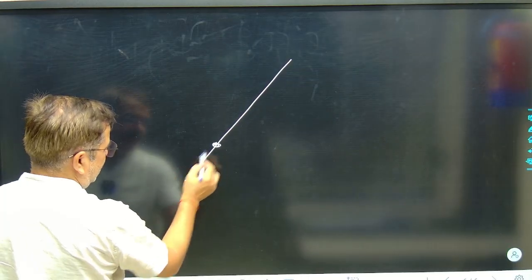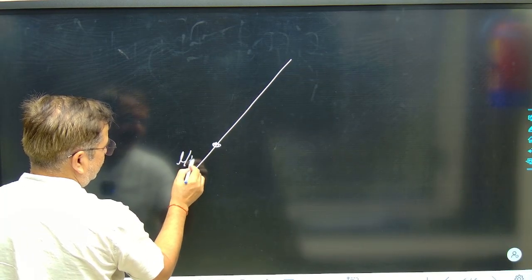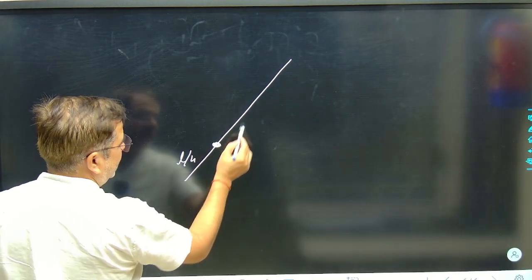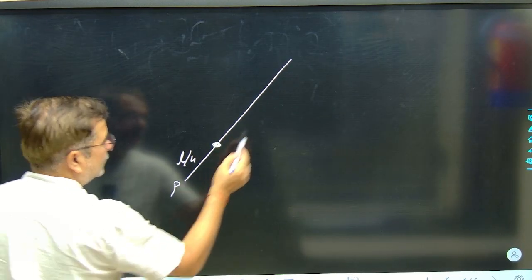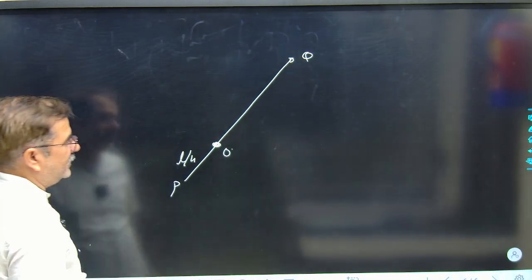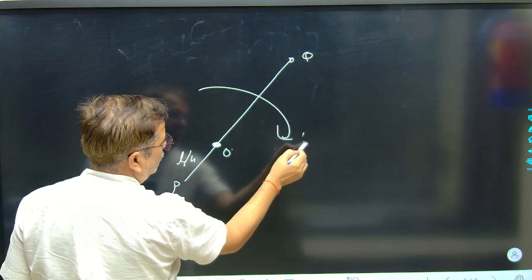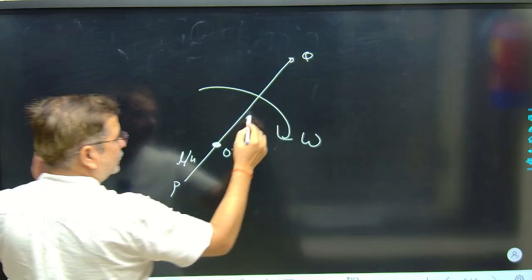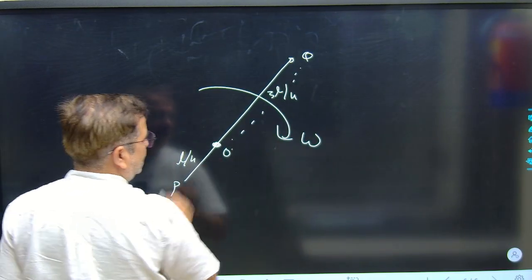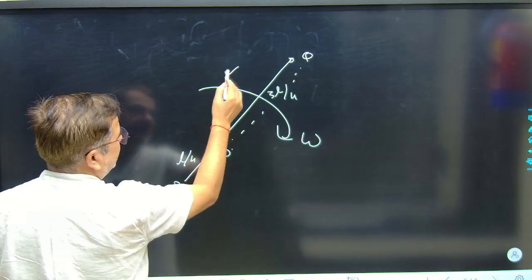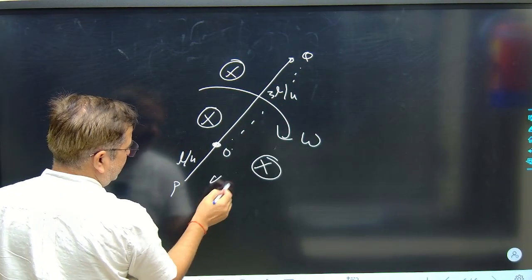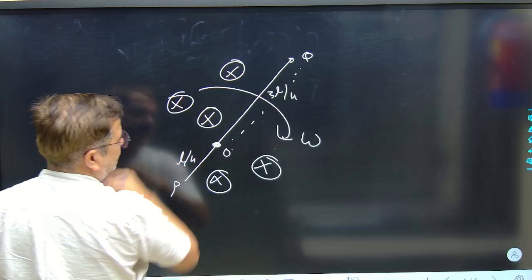Say this length here, from here to here, is L by 4. The remaining length is 3L by 4. The rod is rotated about this point. Say this is P, this is Q, and this is O. O is in between. The rod is rotated with omega. This length is L by 4, and the remaining here is 3L by 4. It is present in some external magnetic field like this.